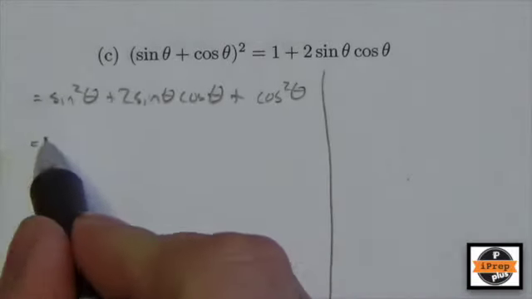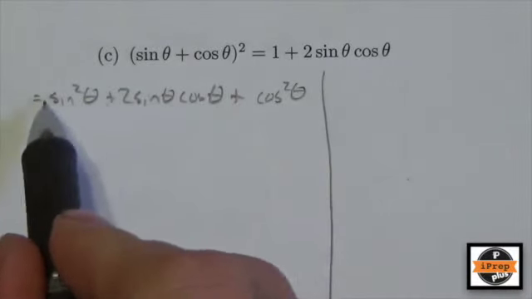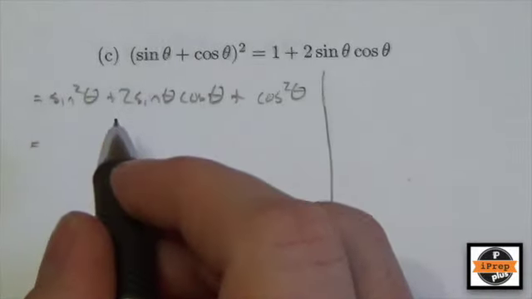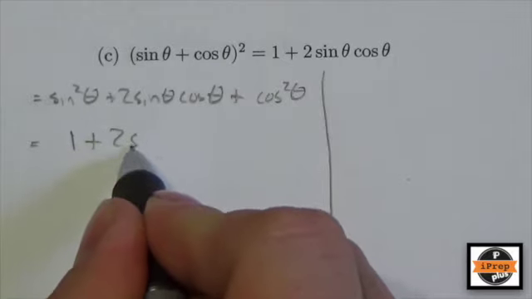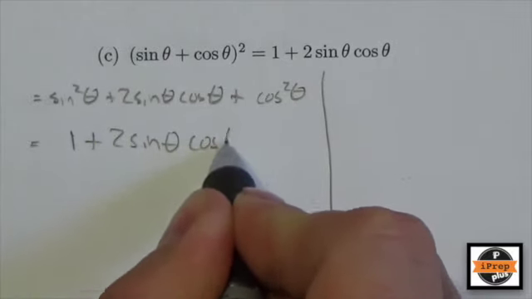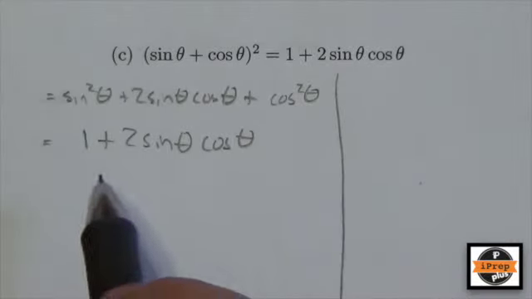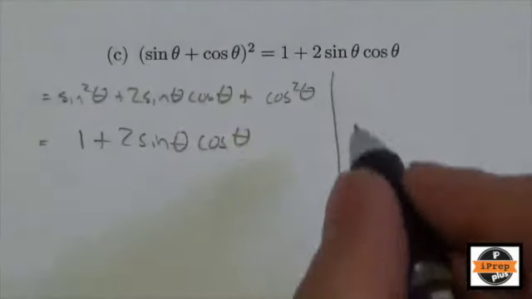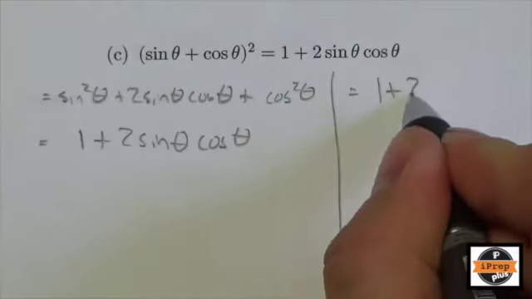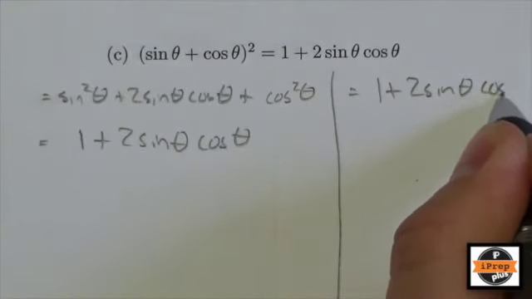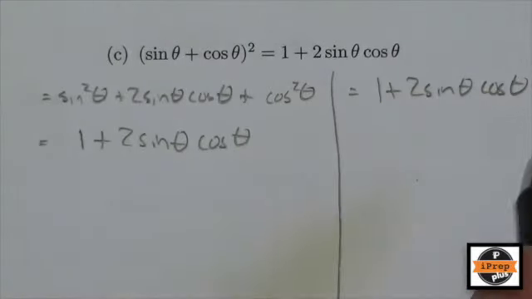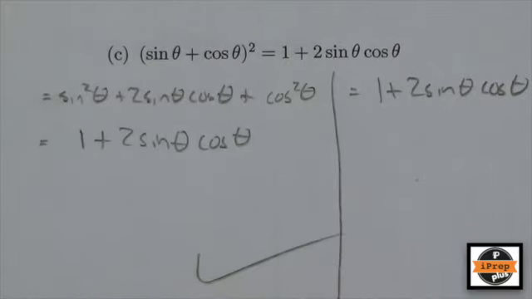Now, in my second step here, I noticed that there is a Pythagorean identity. Sine squared plus cosine squared is equal to 1. And so we're left with 1 plus 2 sine theta cosine theta. And so now, yeah, we've seen that the left side is equal to the right-hand side, because that was 1 plus 2 sine theta cosine theta. So yeah, that is an identity.